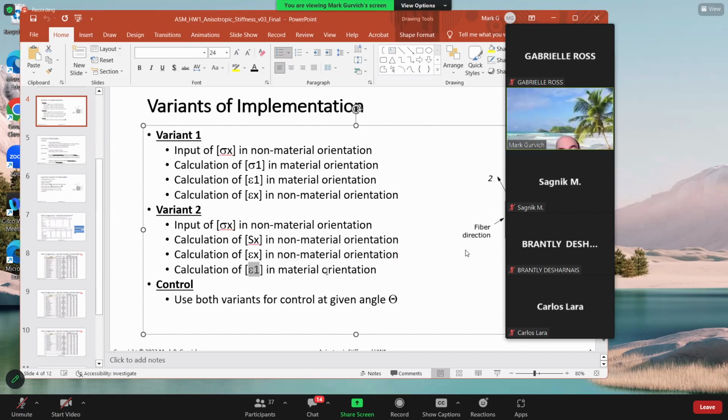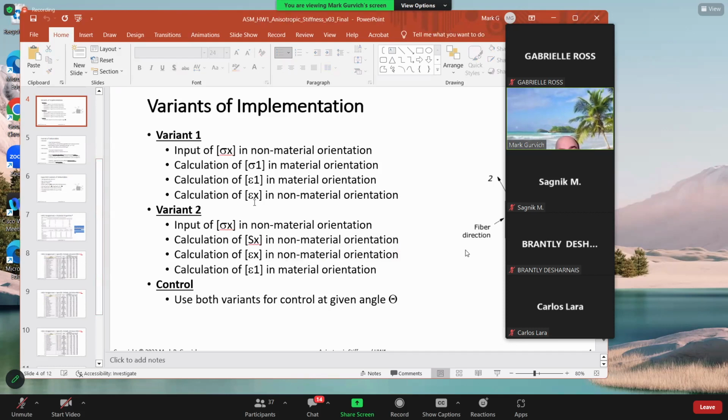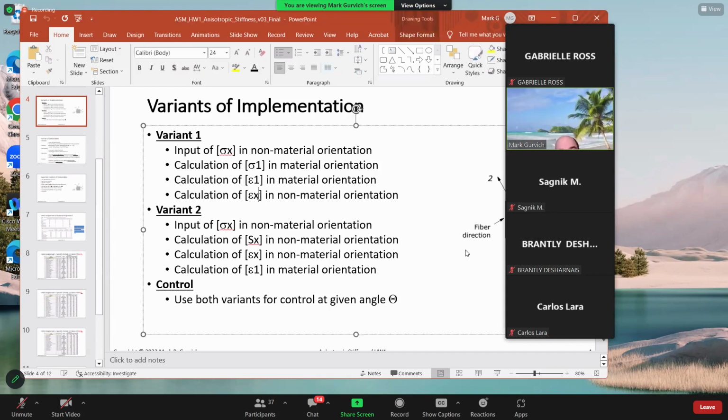The point was the following: the same physics, but a different sequence of steps. However, whether you use variant 1 or variant 2, the calculation of epsilon sub x should be the same, and similarly the calculation of strain epsilon sub 1 should be exactly the same.